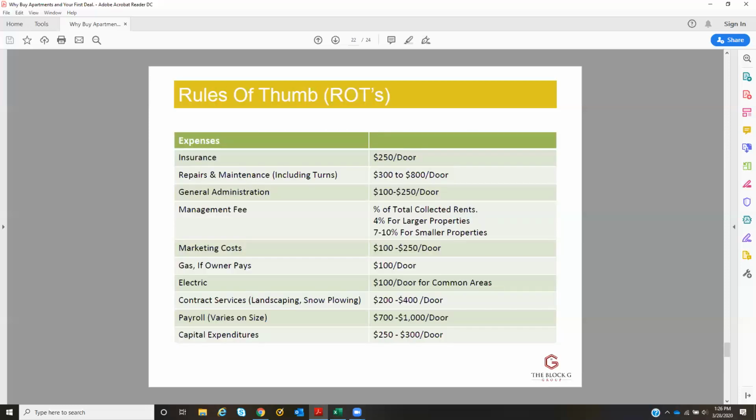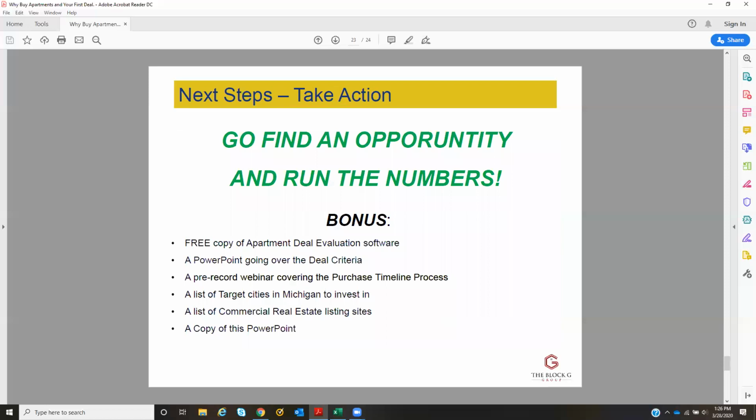All right, we're coming near to the end. What I'd like to do is go out and find an opportunity, run the numbers. As a bonus for listening, I'm going to switch from this presentation and I'll show you our spreadsheet that we're going to give you tonight.